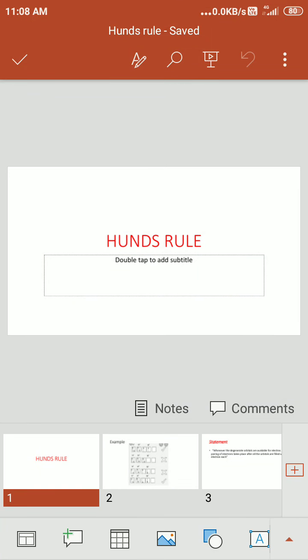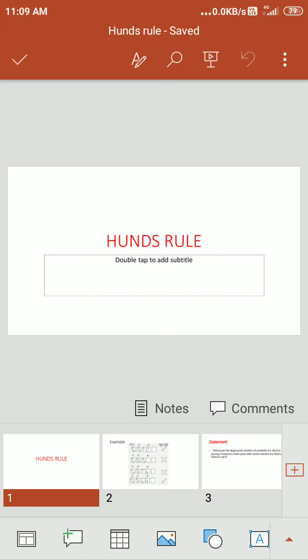Hi students, today our topic is Hund's rule. This Hund's rule is needed to explain the electronic configuration of atoms. How the electrons are filled into the orbitals can be explained by using this Hund's rule.